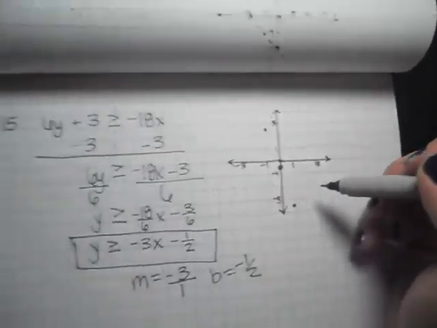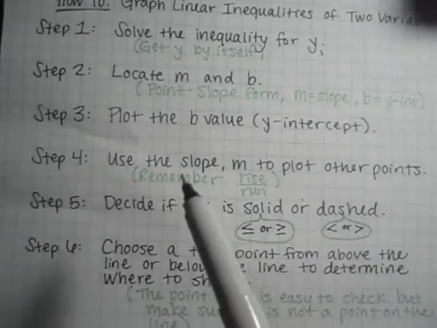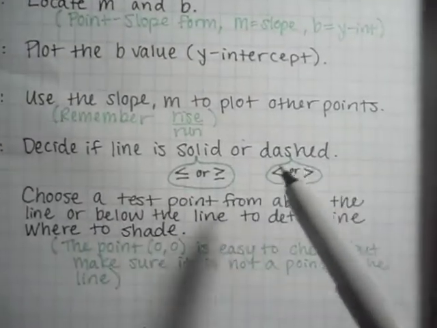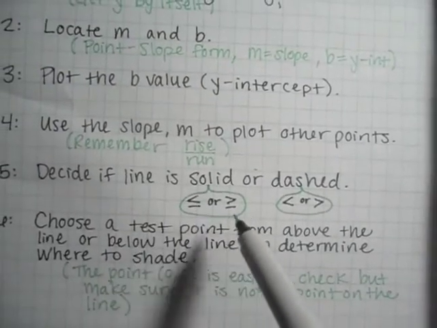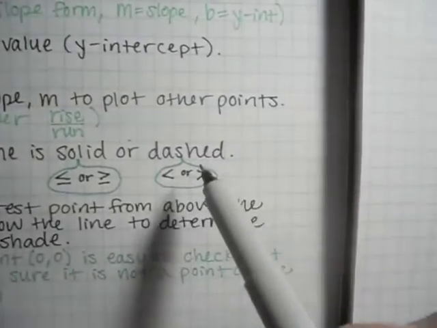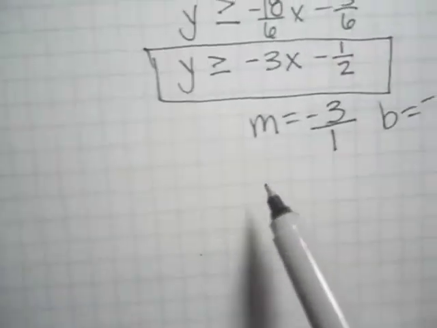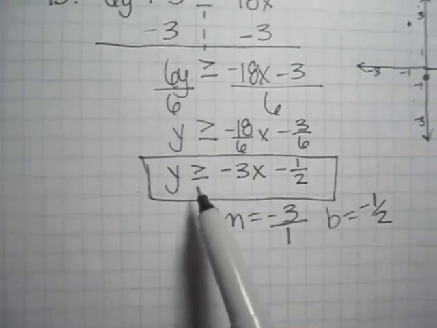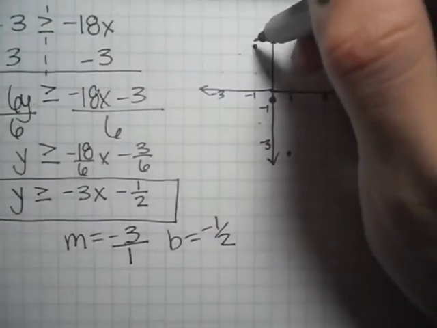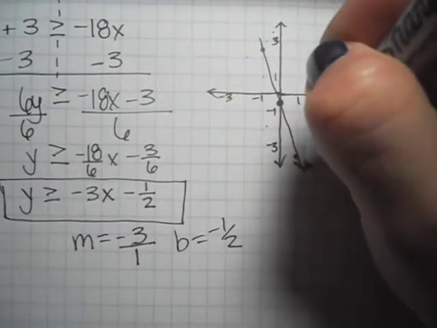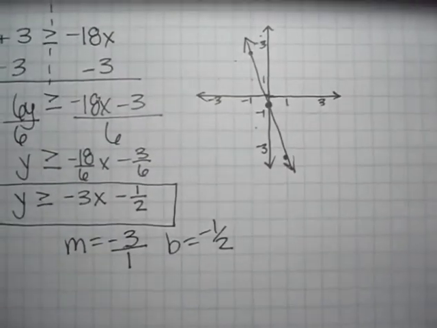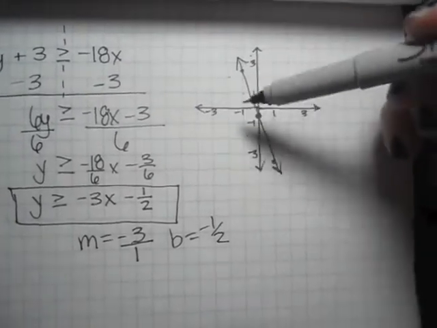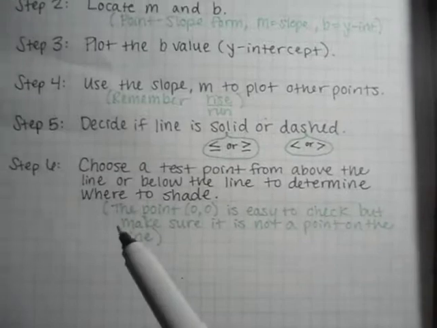Okay? Now that we've got the other points plotted, we have to decide if the line is solid or dashed. Once again, solid means it can be equal to, dashed means it cannot. We have a greater than or equal to. Greater than or equal to means it is a solid line. So we will just draw a regular old line. Okay. We have to decide which side of this line we're going to shade. And that is step 6.